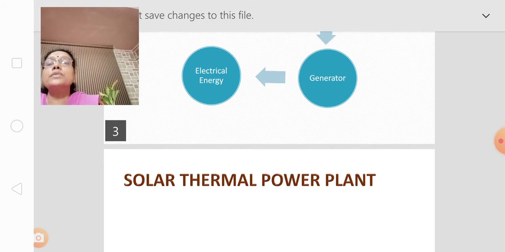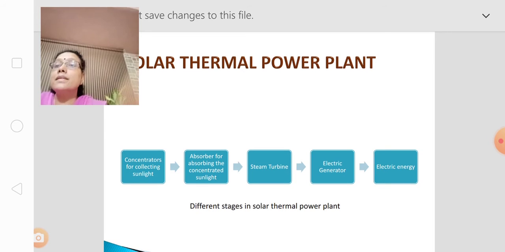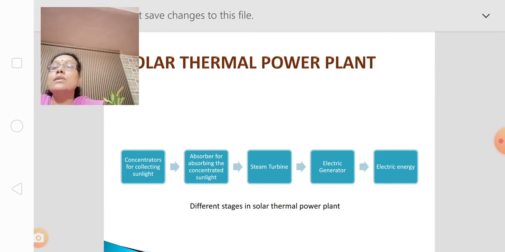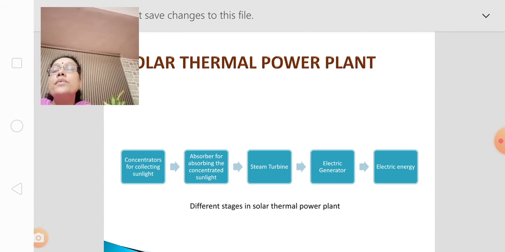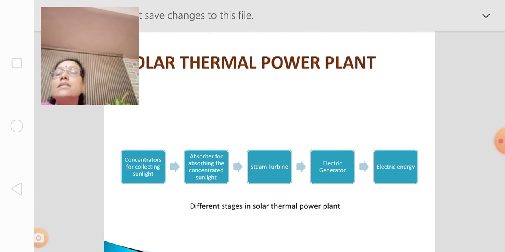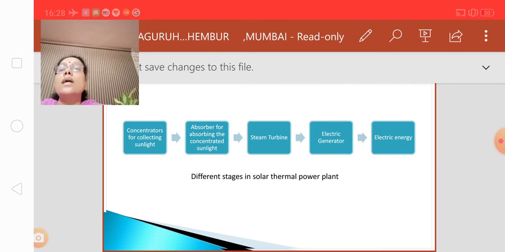Now let us move to the solar thermal power plant. Solar energy. Solar is also a natural source like wind. From sunlight, solar energy we can store in the power grid, and whenever we require it we can utilize it. So nowadays in many places you can see solar power plants.